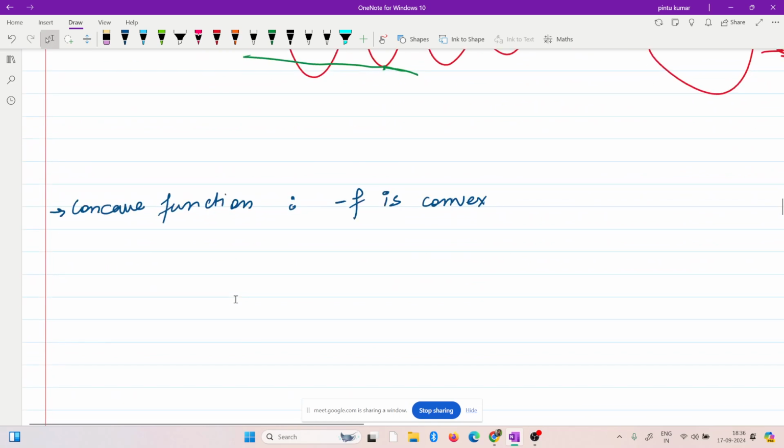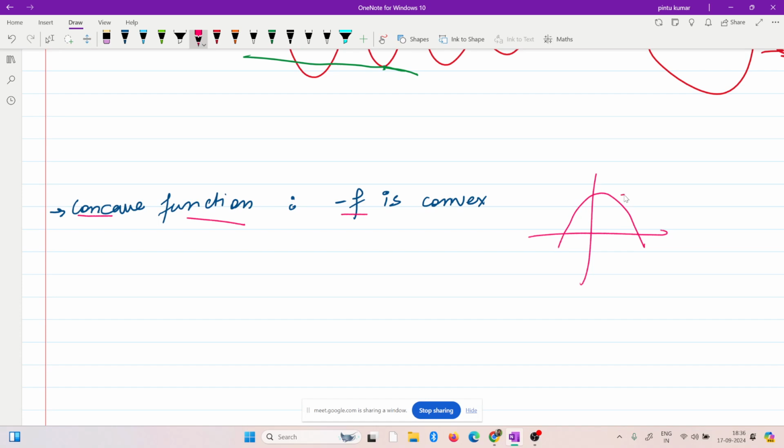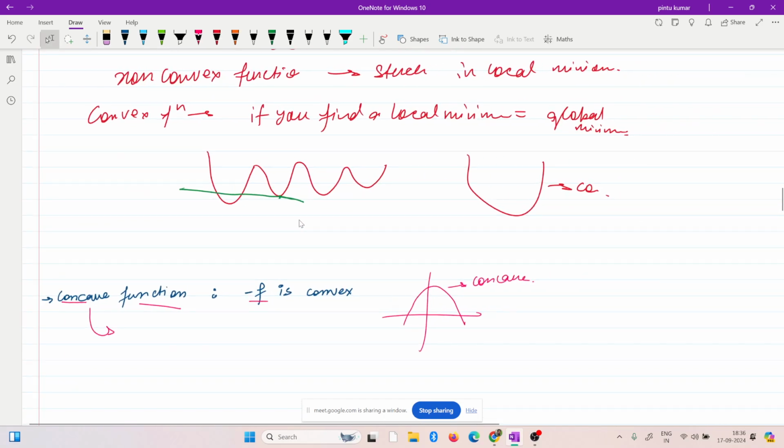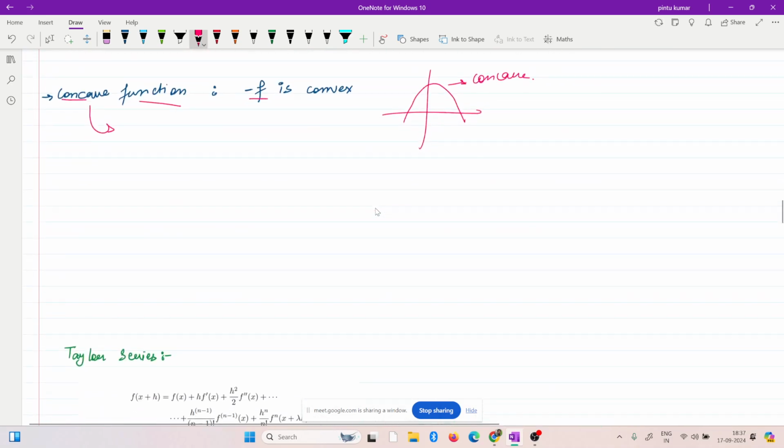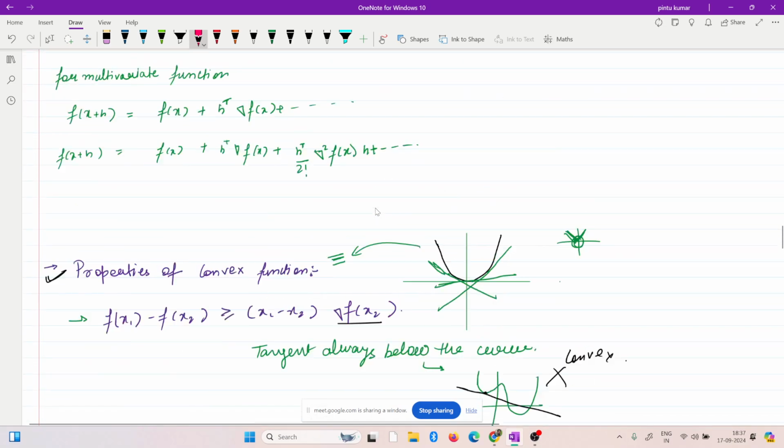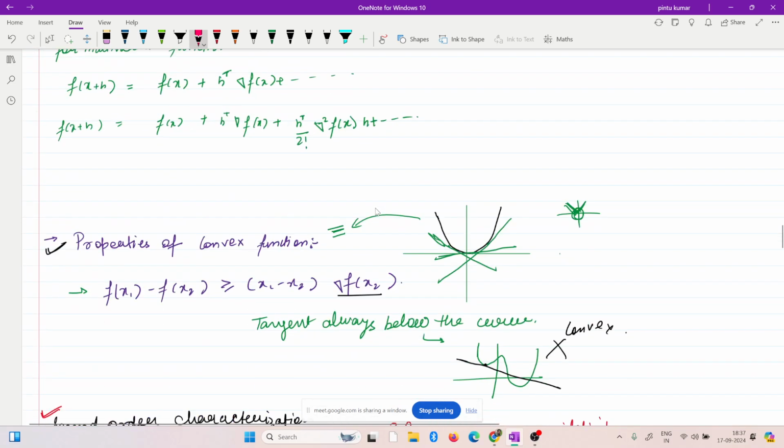One more small thing. There is also something called a concave function. A concave function is something whose negative is convex. So it would look something like this. These kinds of things are called concave functions. So when you are maximizing, you look for concave functions. When you are minimizing, you look for convex functions. So this is what I wanted to say here. Then we'll go to some more things.